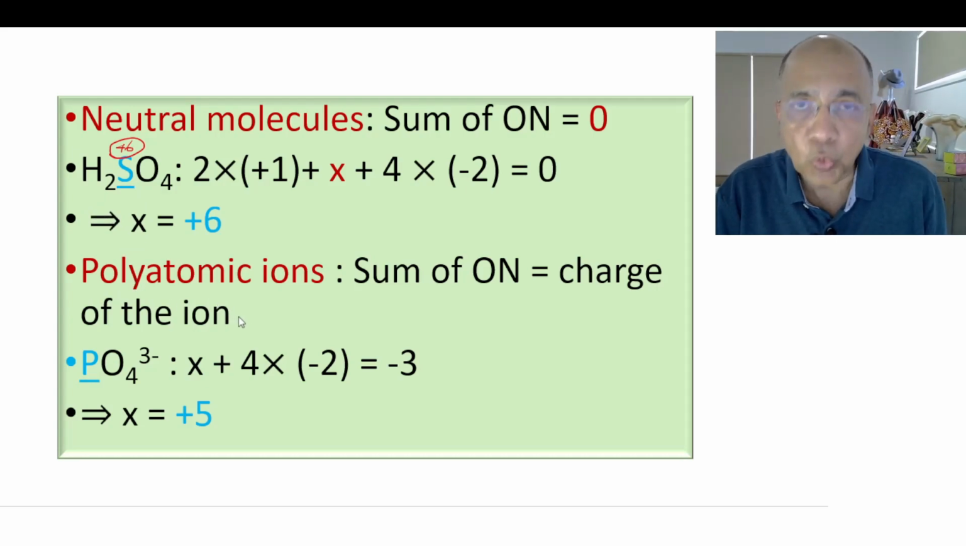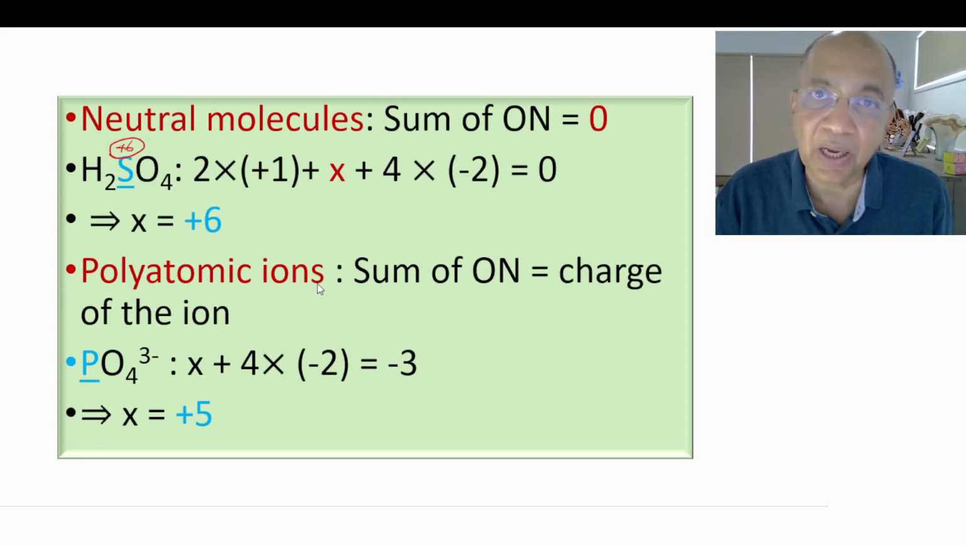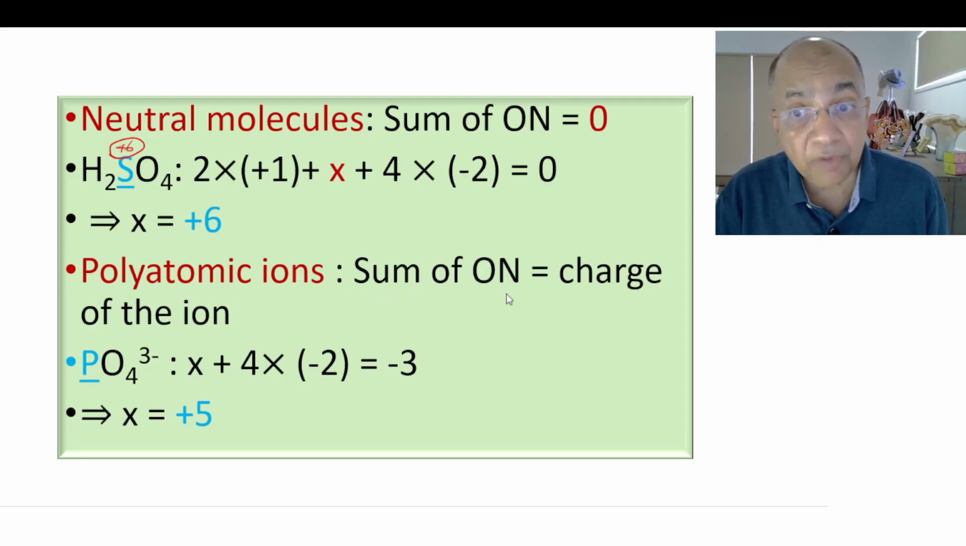The last rule is in a polyatomic ion like nitrate ion, phosphate ion, sulfate ion, bicarbonate ion. In a polyatomic ion, the sum of oxidation number of all the atoms is equal to the charge of the ion. For example, phosphate ion. Let's find out the oxidation number of phosphorus. So let's say it is X plus 4 times -2 is equal to -3, because the charge of the real ion, phosphate ion, is 3-, so it will be -3.